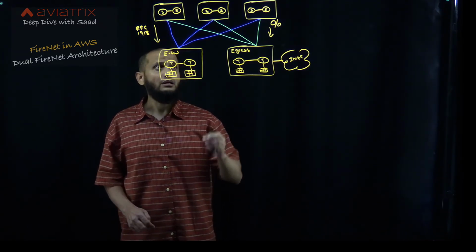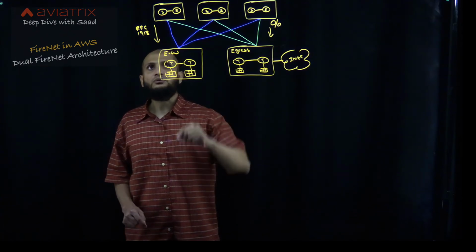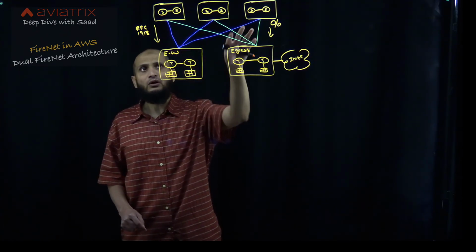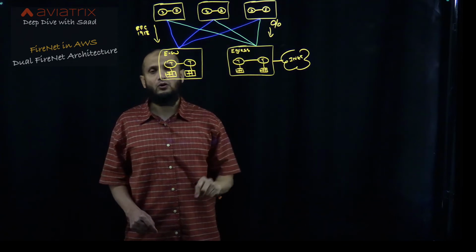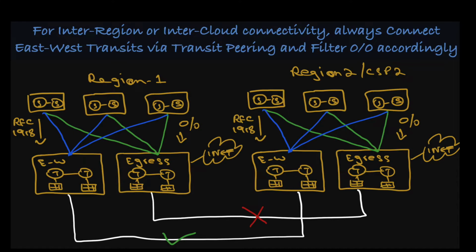Like always, you need to create the connection policy between the network domains and also the FireNet policies as well. If you have a dual transit FireNet architecture in both multi-region or multi-cloud environments as shown here, and you would also like to provide connectivity between them, then make sure you are connecting only the east-west transits via transit connectivity and filter out the default routes accordingly.